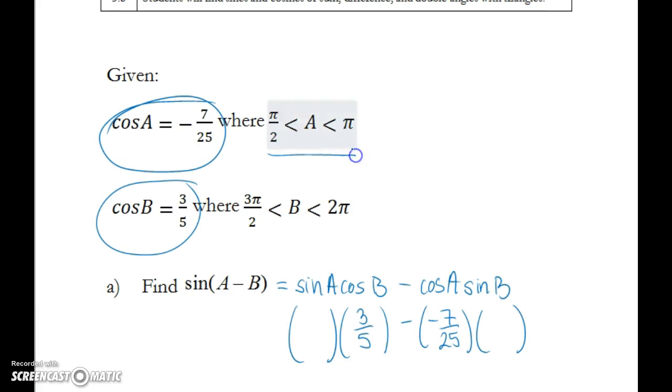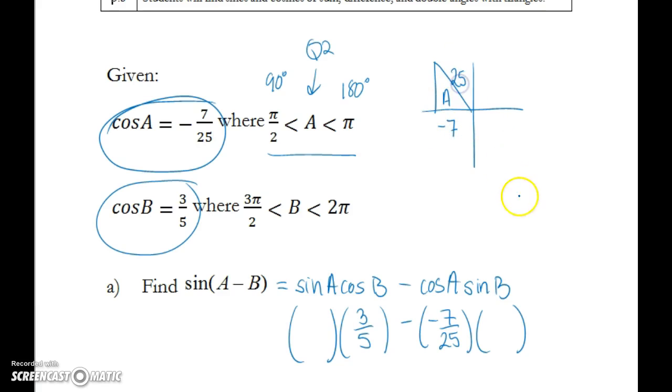Notice that angle A is between pi over 2 and pi, or between 90 and 180 degrees, which places angle A in quadrant 2. Doing a little sketch here in quadrant 2, we can drop to the x-axis and make a triangle. Cosine is defined as x over r, so the x, or the horizontal measurement, would be negative 7. The r is 25, and using Pythagorean theorem or Pythagorean triples, you know that the other side of the triangle is 24. So now from our picture, we can find sine of A.